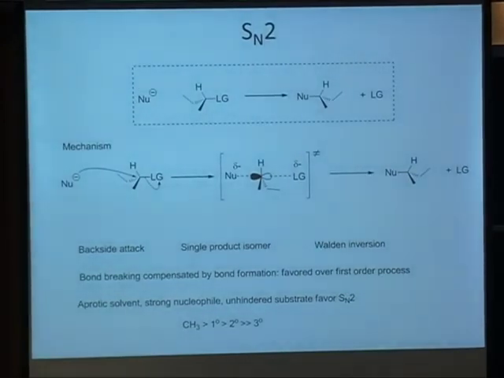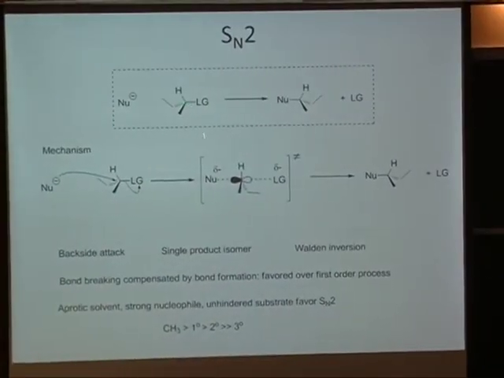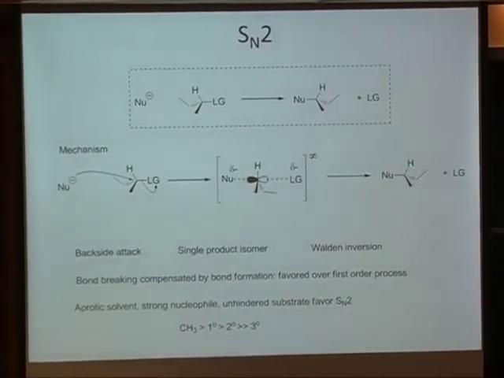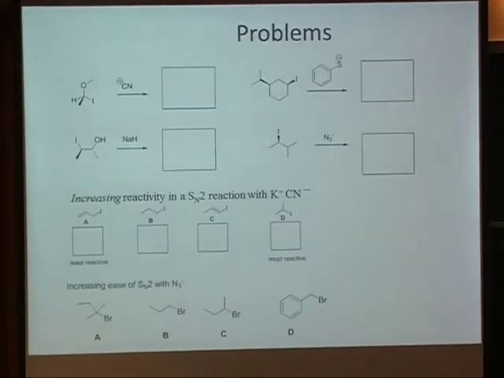Now you can see, since the attack happens from the backside, not from the side, the nucleophile comes in from the back and not from the front, not from anywhere else. That's why your product is unique. You only get one product where you have a Walden inversion. Let's see what I mean by Walden inversion.